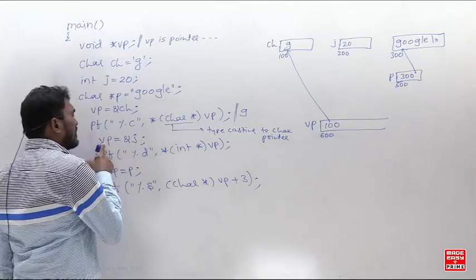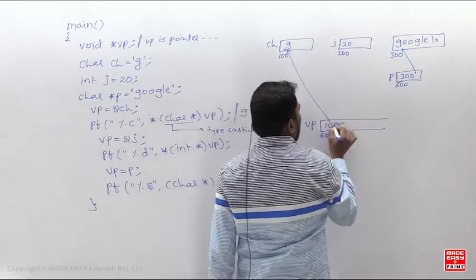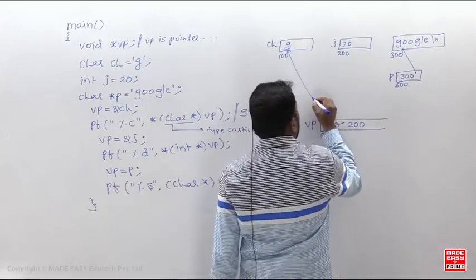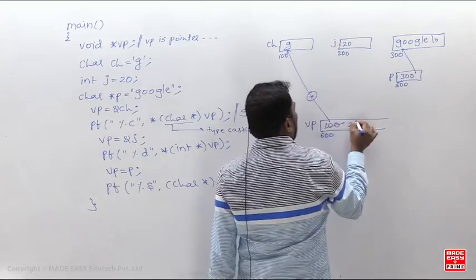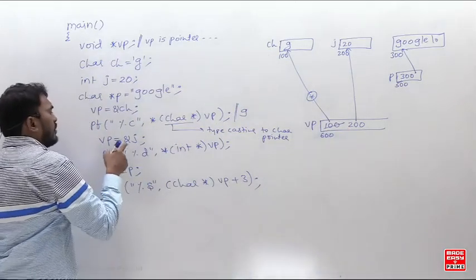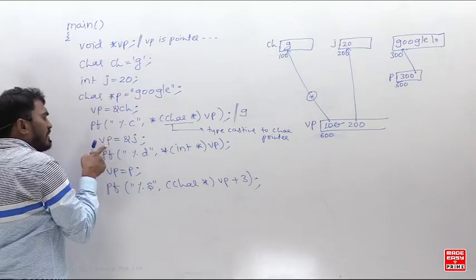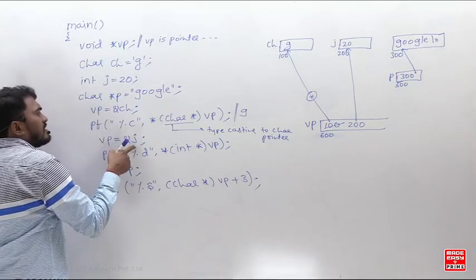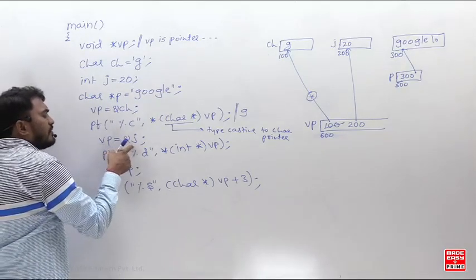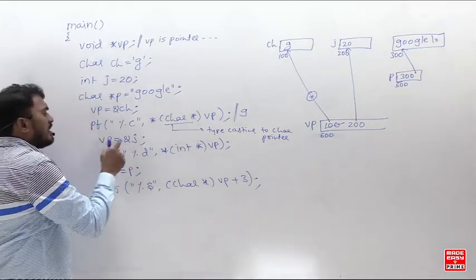And next, you are storing the address of j. The address of j is 200, and when I store 200 here, the pointer no longer points to the earlier one. Now it is pointing to this one. You are storing the address of an integer here. j is an integer, and vp is a void pointer. Will it give any error? No error. Why? Because you can store the address of any type of variable.